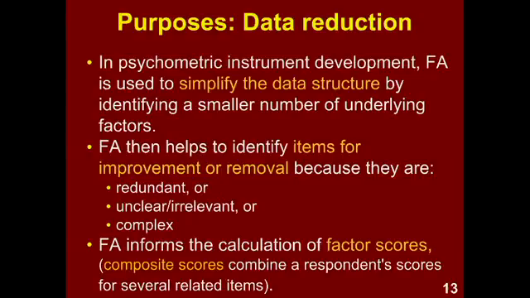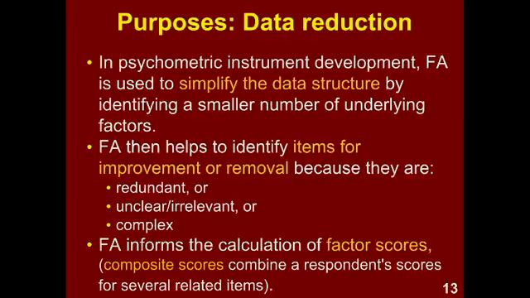When we put our data reduction hat on, our goal is how do we simplify the data structure, and that includes how do we weed out poor items, items that are redundant, so 2 items that are very similar, you really only need one of them. Items that don't belong to any factor are kind of adding noise, so you get rid of those. Or items that are complex are items which might belong to more than one factor, and therefore they're not pure measures or clear measures of a single factor.